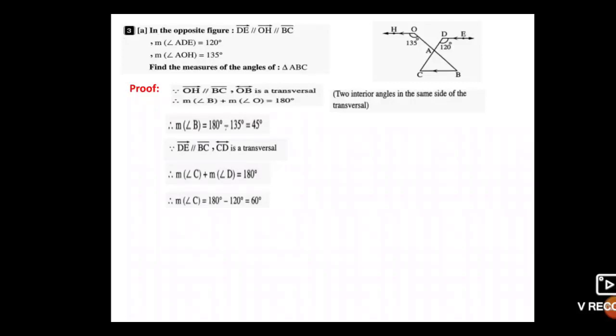You know the sum of all angles of a triangle equals 180. You found measure angle B and measure angle C. Now you can find measure angle CAB by subtracting the sum of B and C from 180. 180 minus, between two brackets, 45 plus 60 equals 75. This is the last required. Next question.